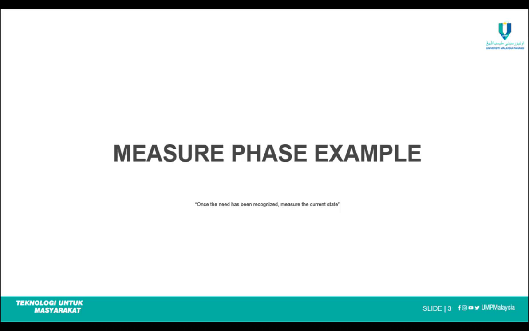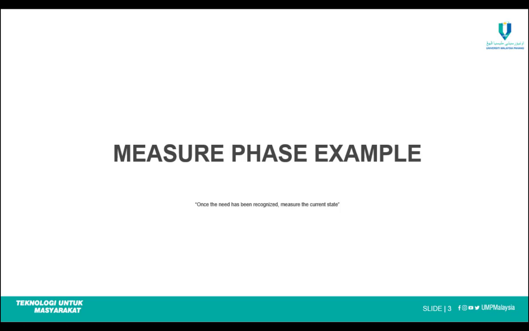Alright, so in this video I would like to give an example of the measure phase. And of course in Six Sigma, even though we are discussing the measure phase, it is connected to the previous phase, which is the define phase. Right, so the purpose of this video is to show how we can construct the cause and effect diagram, as well as the FMEA.